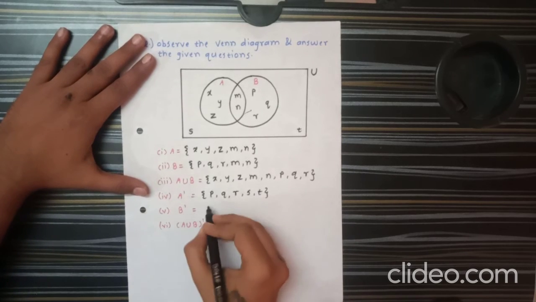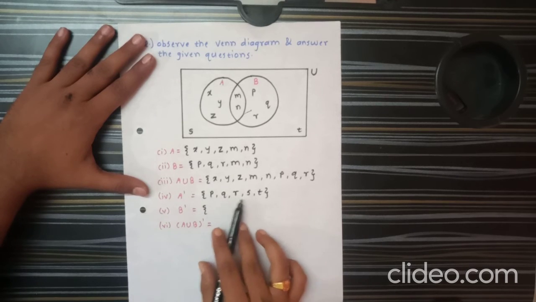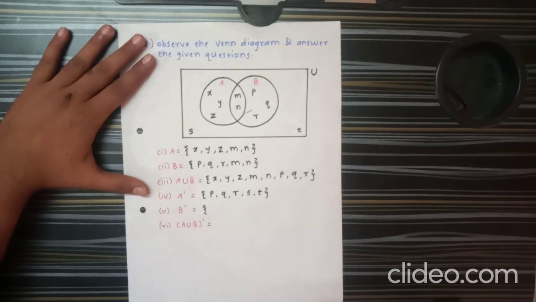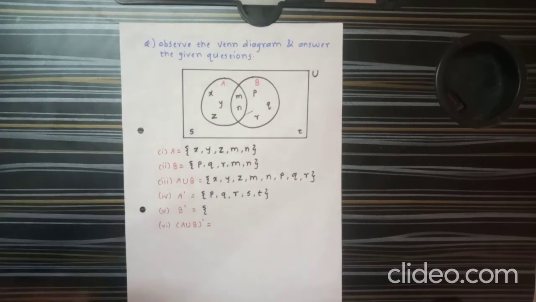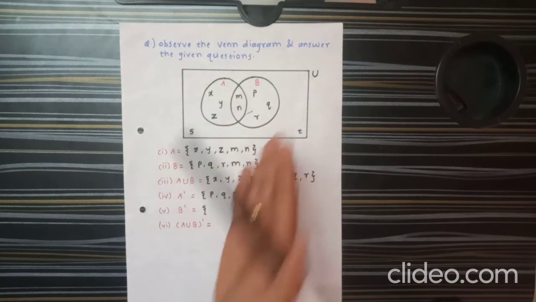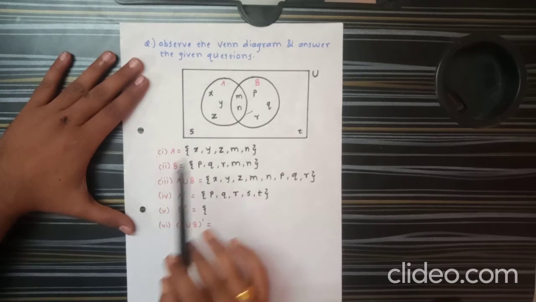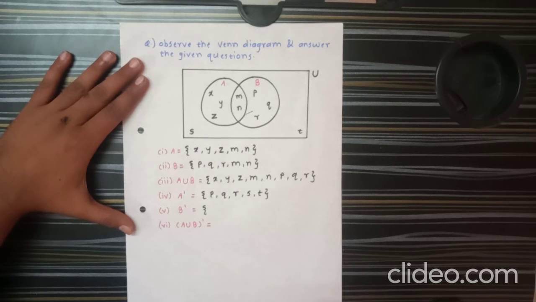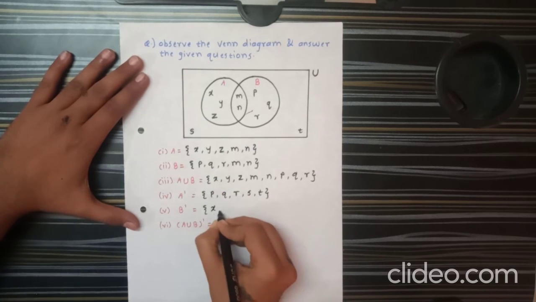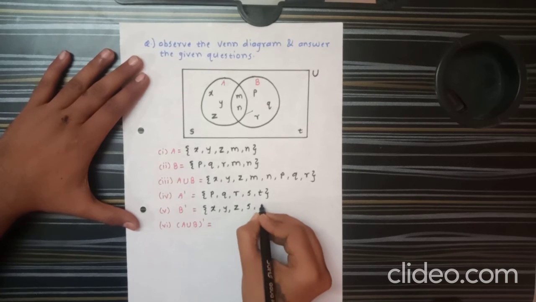Similarly, we have to write the complement of set B also, just the way in which we have written it for set A. Now B dash or B complement means the elements other than set B. So these elements are X, Y, Z, S, T.